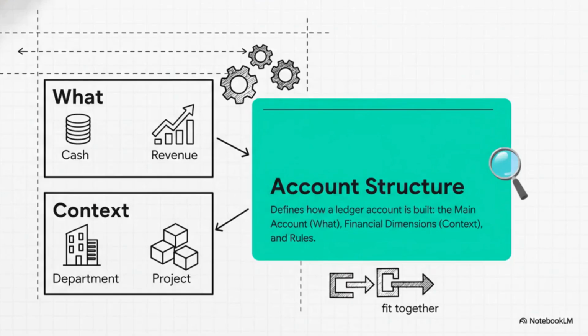So let's back up. What is an account structure, really? At its heart, it's the blueprint for every single one of your ledger accounts. It defines the what, the main account like cash or sales revenue, and then it adds the context. That's your financial dimensions, like a specific department or project. But here's the most important part. It's the rules that connect them and govern how they all play together.